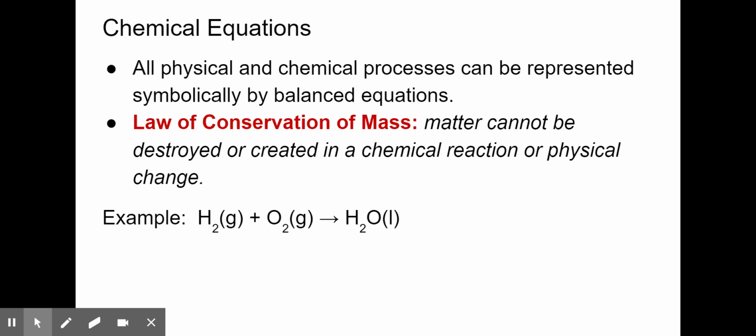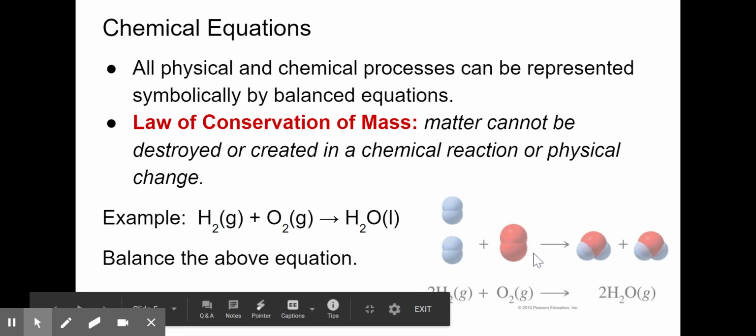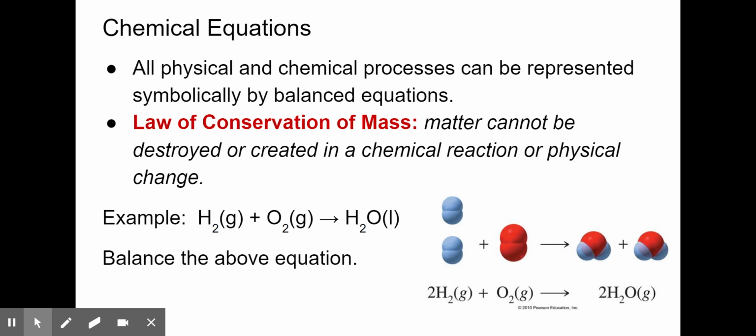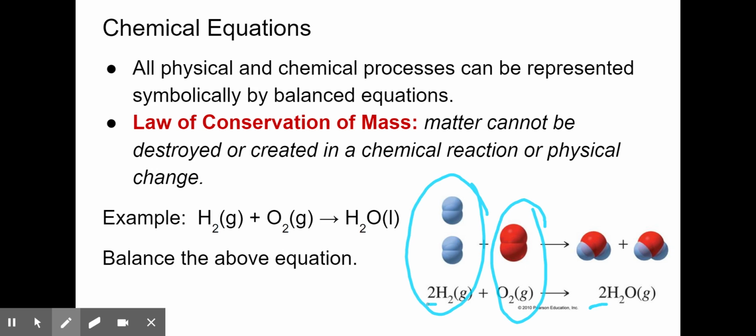So here we have an example of H2 plus O2 yields H2O. And if we have to balance that equation, we end up with something like this. Okay, so it's going to take two of the H2s for every one O2 to give me two H2Os. So when I go to balance the thing, just remember we have H's on one side, O's on one side, and then we also have H's and O's on this side.